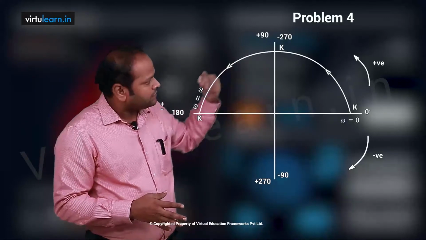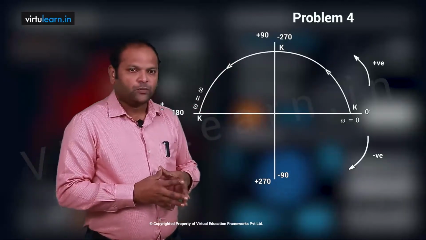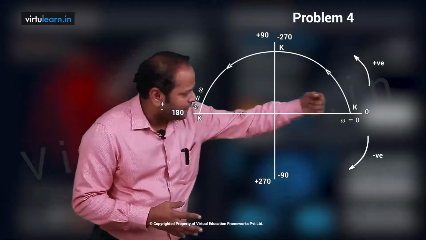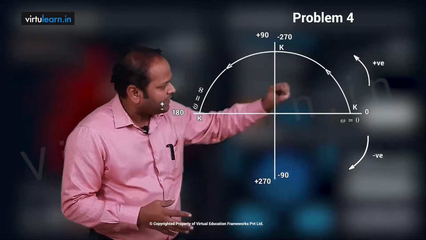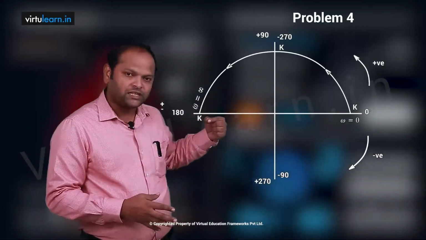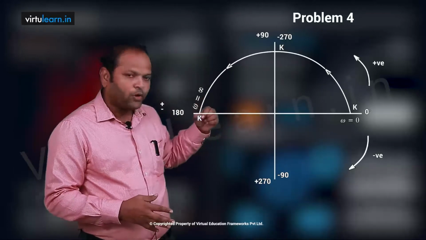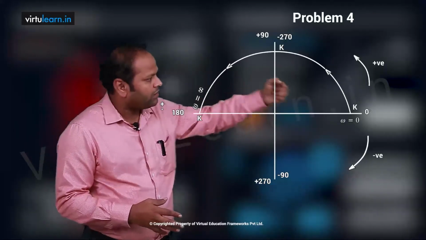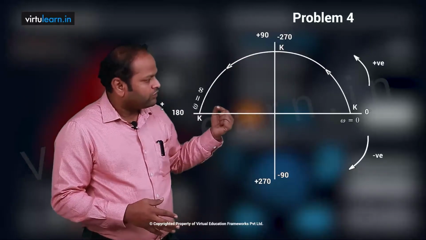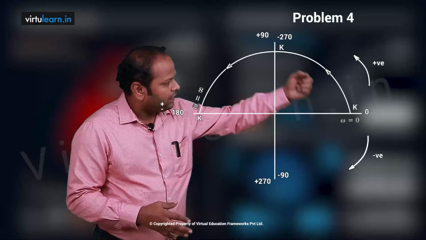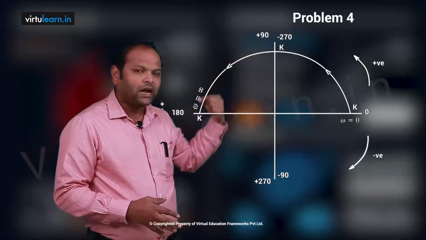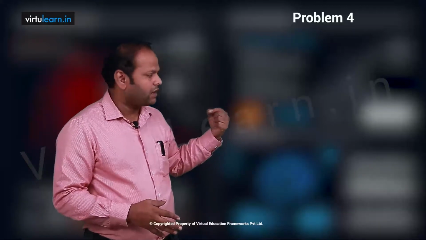So the polar plot looks like this. I have to take the 0 degree line. On this 0 degree line I am taking the point K. This is the starting point. The ending point is on the plus 180 degree line, therefore that point is also K. All my values are positive values, which means the graph will be like this. What is the direction? The direction is anti-clockwise in this particular case.